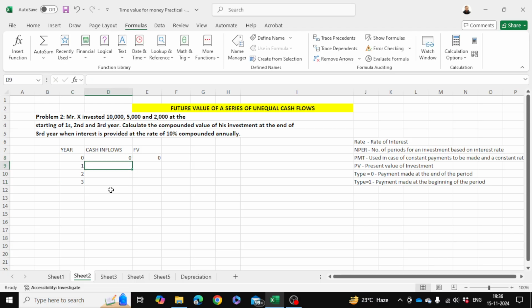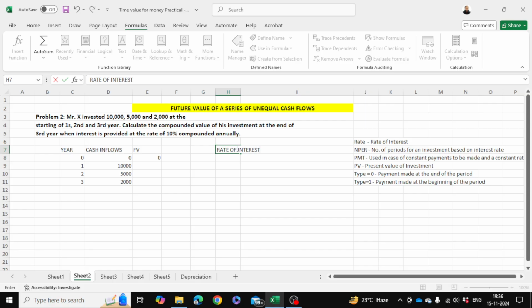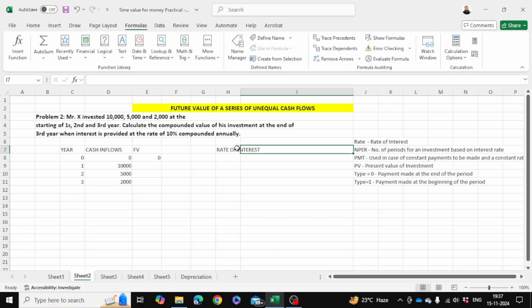Okay, in the first year you are supposed to invest 10,000 rupees, right? Then in the second year you are investing 5,000, and in the third year you are investing 2,000 rupees. Whatever is given in the question, you have to take that. Also you are supposed to mention a rate of interest at the top, or at the bottom, wherever suits you.